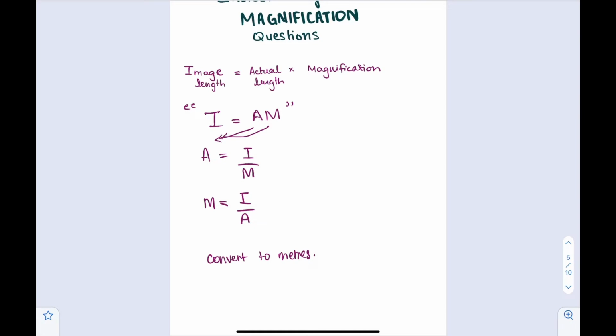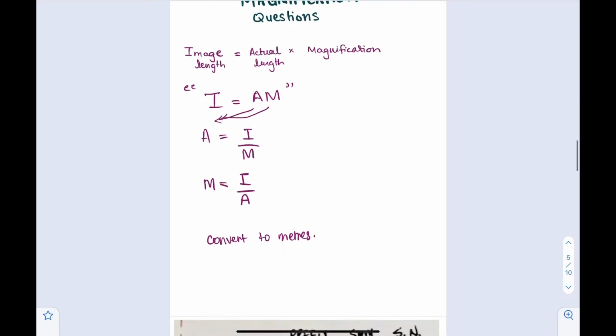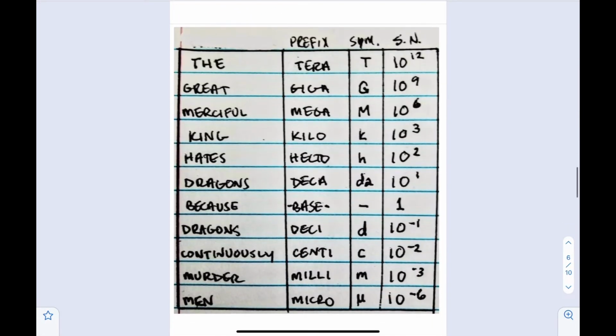So another mnemonic that you can use to remember these conversions is this. I got this picture from Google and it's very helpful. So basically it's a sentence that says, "The great merciful king hates dragons because dragons continuously murder men." This is a mnemonic similar to the one that we learned for the reactivity series in chemistry. So do not think this is difficult. It is extremely simple.